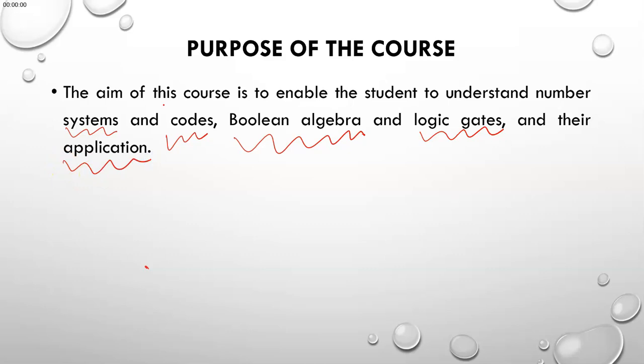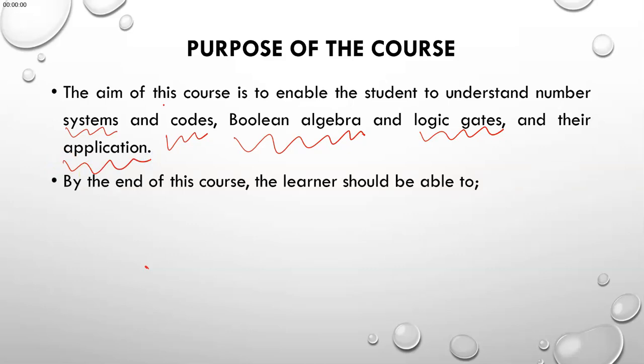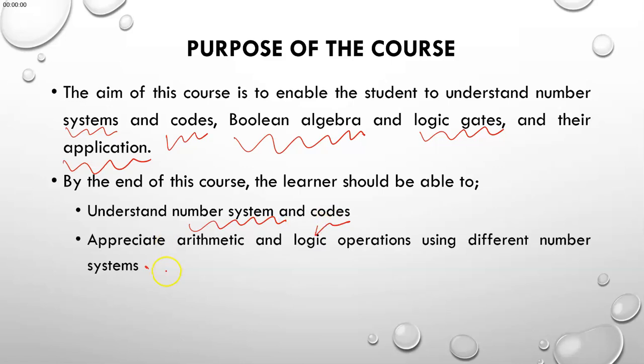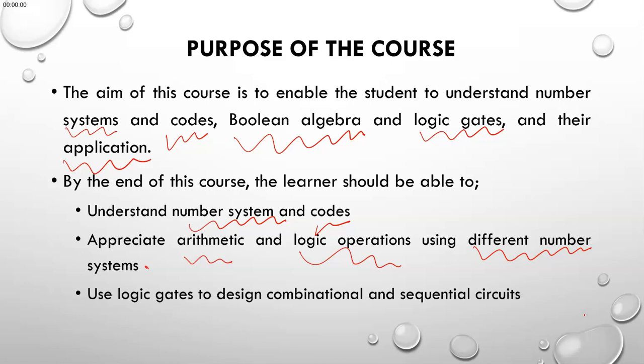That is the purpose of the course, and by the end of this lesson, the learner should be able to: one, understand number systems and codes; two, appreciate arithmetic and logic operations that may be represented using different number systems; three, use the logic gates to design combinational and sequential circuits.